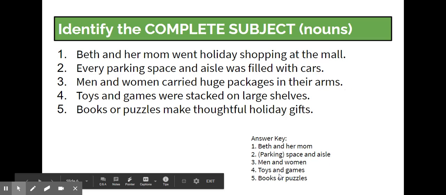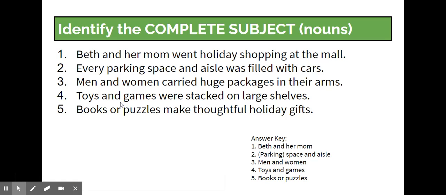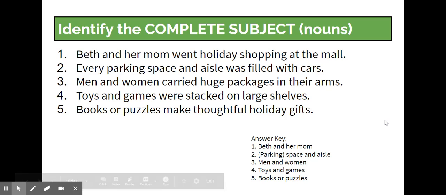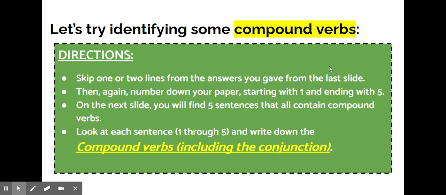Number 4, toys and games. Let's take a look at the sentence here. Here's a conjunction. It's a dead giveaway. And here are the subjects, toys and games. And this one's a little different. Number 5, books or puzzles make thoughtful holiday gifts. Remember, or is also a conjunction. The words and, or, but are conjunctions. Books or puzzles.